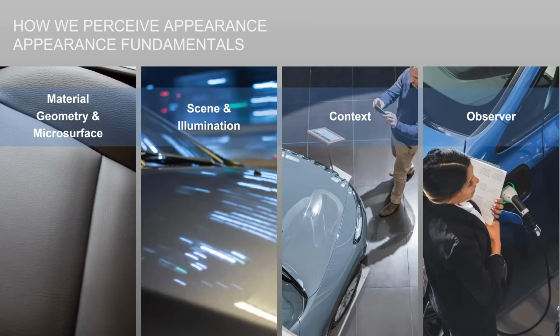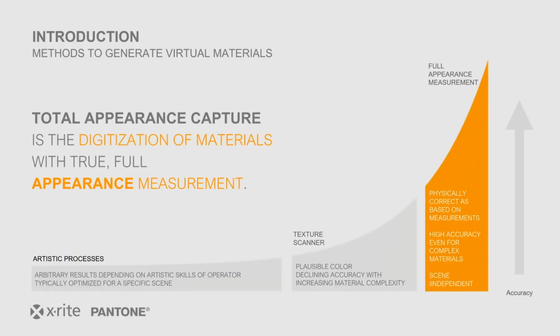So what does it take to perceive appearance? First of all, there needs to be an object. In the digital world, we call it geometry, also the material, then microsurface. We also need lighting, so the scene and illumination. The context is going to make a difference. So in this image, we see things reflected in the car paint. And then also, obviously, an observer, somebody actually looking at these materials.